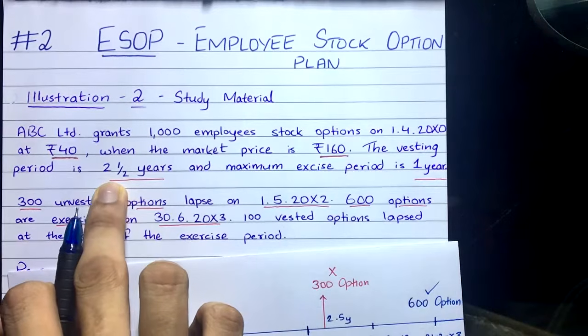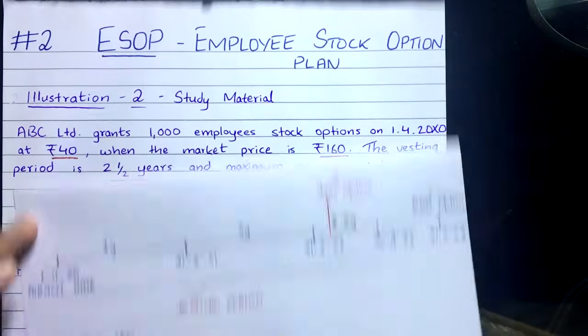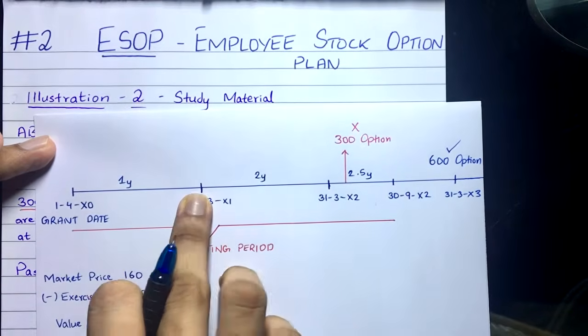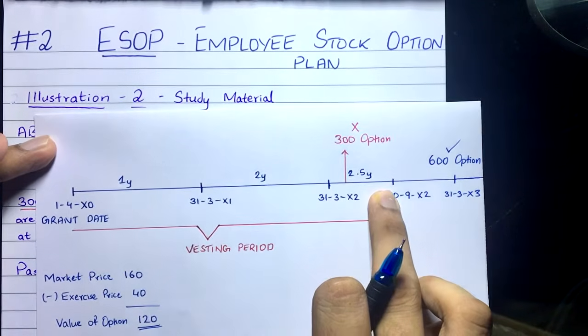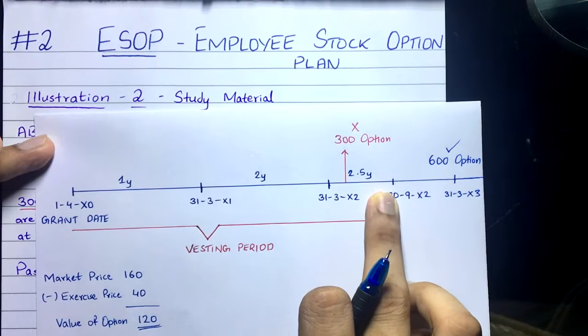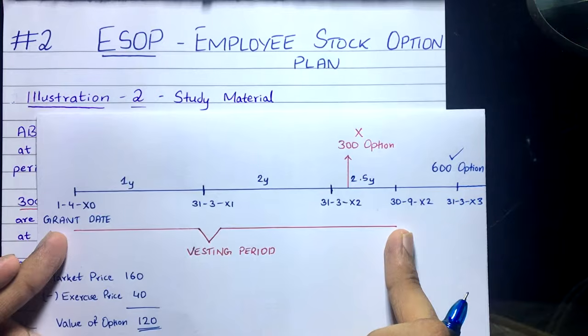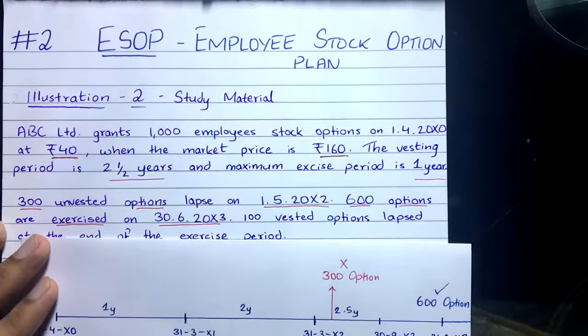Then what happens? The vesting period. You have to consider the vesting period. The vesting period is 2.5 years, right? So 1 year, 0.5 year. 1 year has passed, 2 years have passed, and 2.5 years have passed. So this is our vesting period, isn't it? Yes.